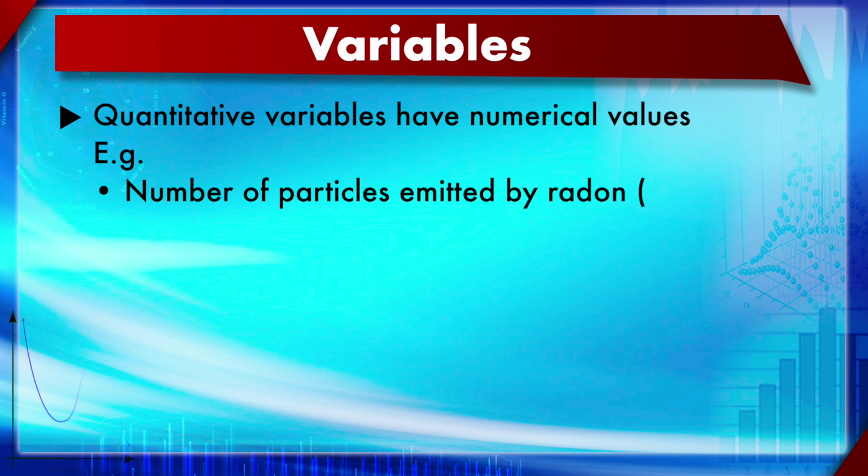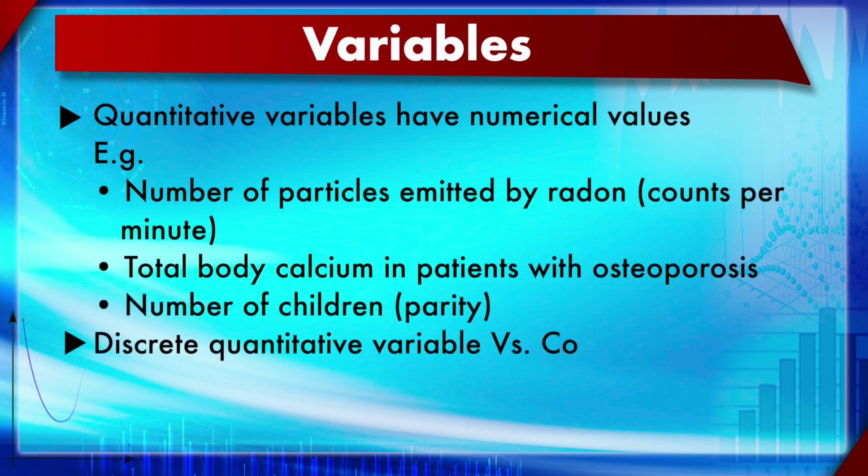Quantitative variables have numerical values. For example, the number of particles emitted by radon, counts per minute. As you see, it is a discrete quantitative variable. Another example is the total calcium in patients with osteoporosis, and the number of children, or parity, which again is discrete, while the calcium level is a continuous variable. Discrete quantitative variable versus continuous quantitative variable.